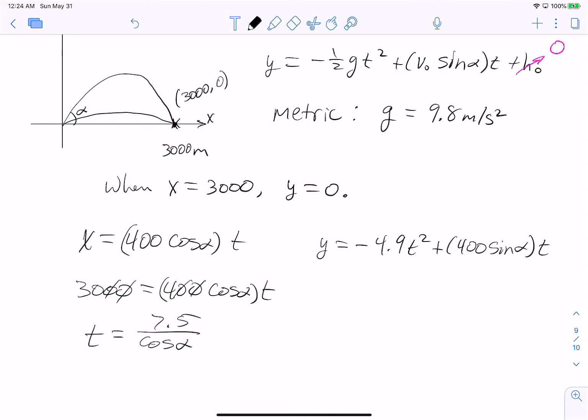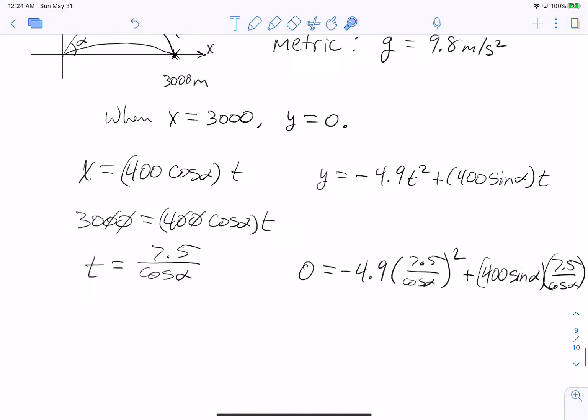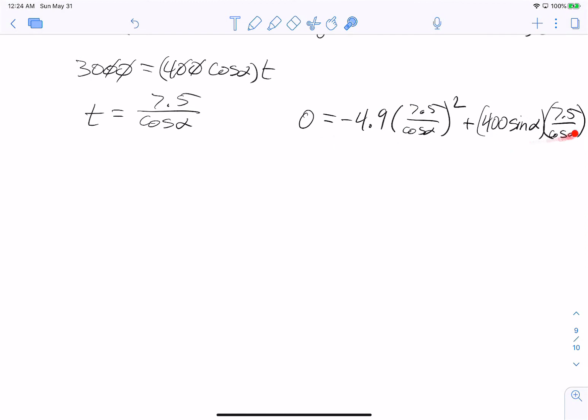Substituting that t in the other equation, at the time when it's that t, we have that y is 0. We're going to get 0 is equal to negative 4.9 times the quantity of 7.5 divided by the cosine of alpha, squared, plus 400 times the sine of alpha times 7.5 divided by the cosine of alpha. This is the equation that we're going to work with. It has only one variable, alpha, but it has a couple of trig functions, right? We have a cosine squared in a denominator. I'm thinking that's like secant squared. And then we have sine of alpha in a numerator, cosine of alpha in a denominator. I'm thinking that's like tangent alpha.